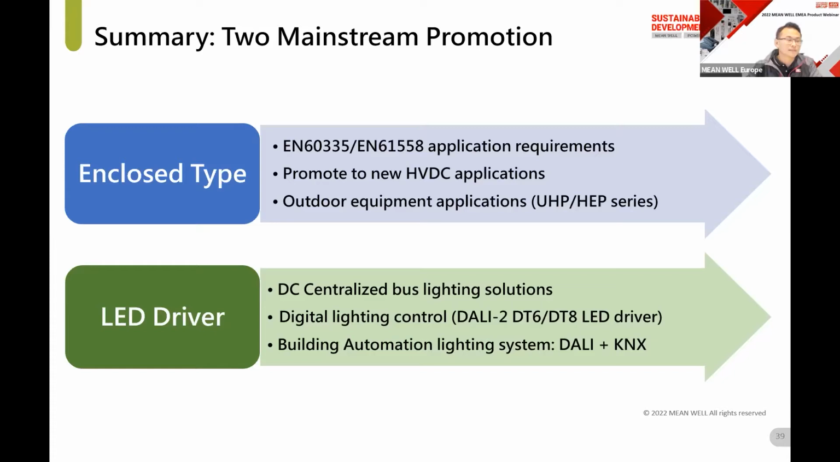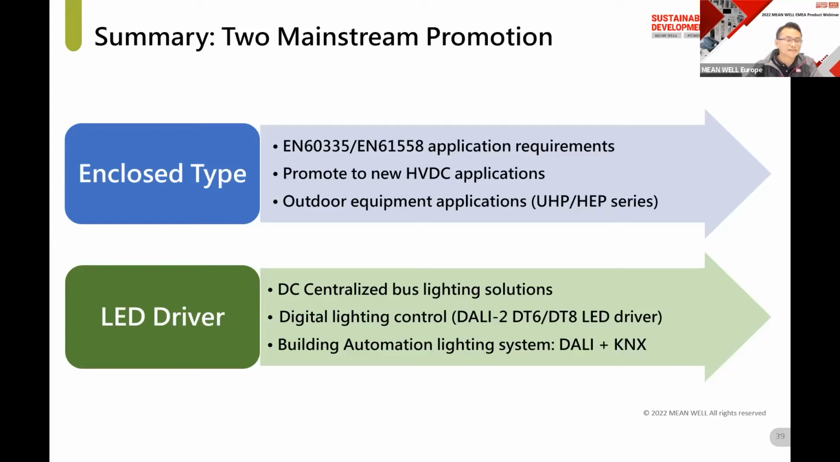A lot of industrial applications need power supplies with high voltage output. UHP, HEP, and the CSP would be the solution. For outdoor applications, we recommend using the UHP and HEP. If the project requires IP protection, please choose a HEP wire type model. Regarding the LED driver, DC house could be a trend in the future. If you have a demand, we are ready for that.